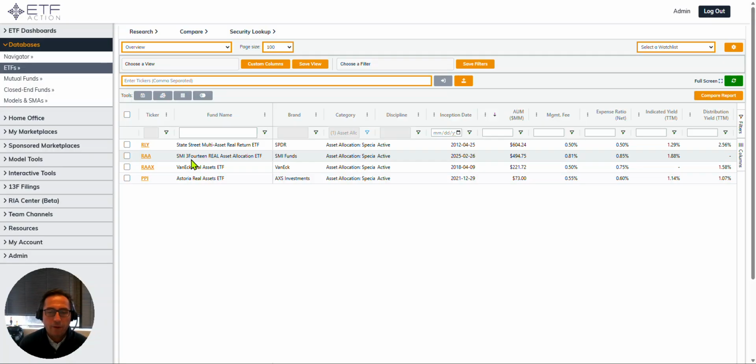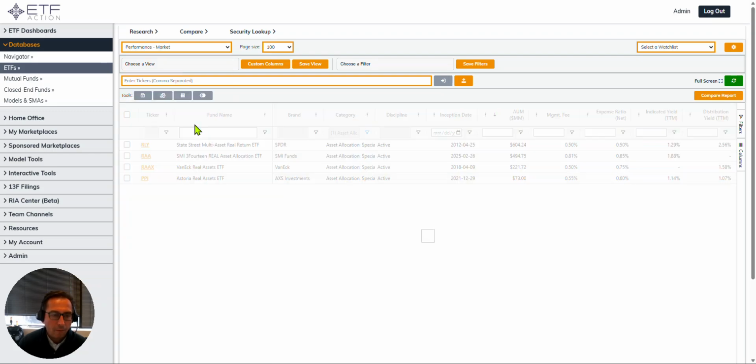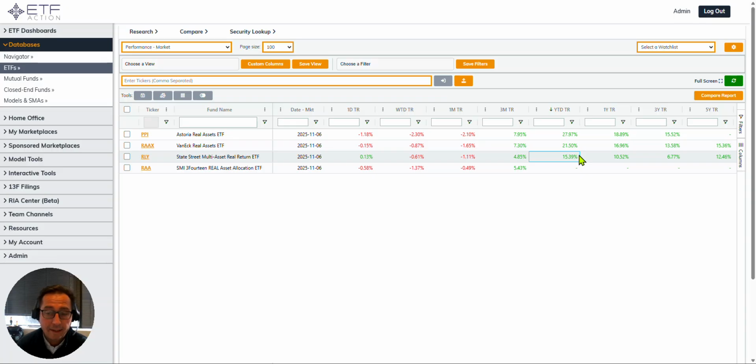I want to take a look at a few things, to get to understand these portfolios a little bit. So let's start by looking at performance. We'll take a quick look here. You can see these four funds. One of them, the SMI 314, is relatively new, so it doesn't have a full year-to-date track record. But the State Street, kind of the oldest in the category here, RLY, is up a very nice 15%. Van Eck real assets up 21.5%. And then, as I mentioned, PPI from Astoria is up a very impressive 28% year-to-date.